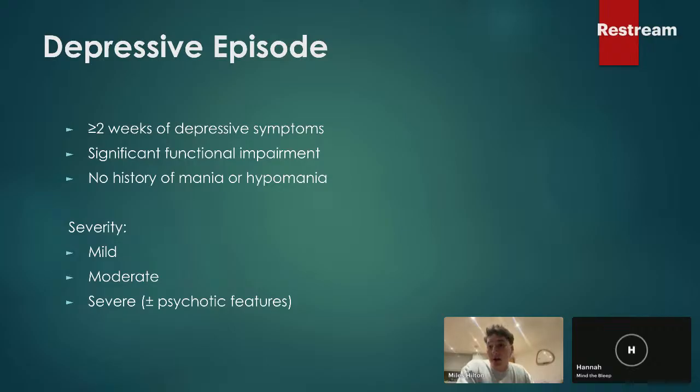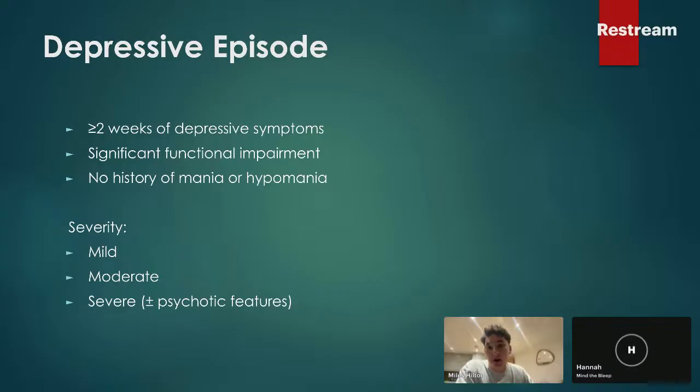So a depressive episode is when these depressive symptoms last for 2 or more weeks, and there's a significant functional impairment. So that could be not being able to get to work, not being able to get out of bed, look after your personal care, and also an impairment in relationships as well. And there can't be any history of mania or hypomania, because that would be classed as bipolar, which we'll go into a bit later on.